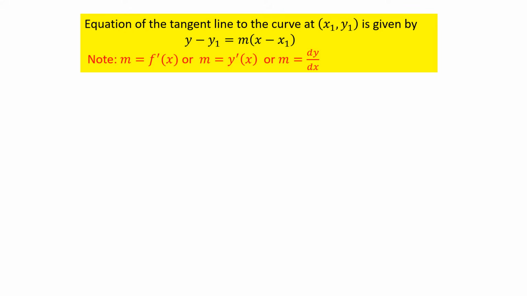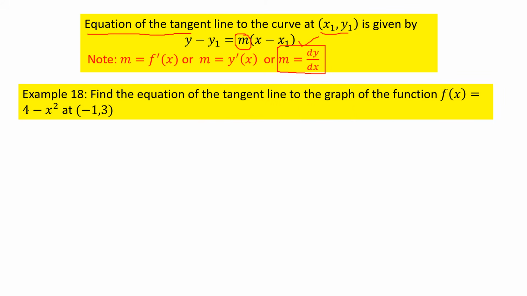We can extend this derivative concept and we will get the equation of the tangent line to the curve at the point x1 comma y1. The formula to calculate equation of the tangent line to the curve is y minus y1 is equal to m multiplied by x minus x1, where this m is nothing but slope of the function. That slope is nothing but derivative of variable y, dy by dx. Let us see this example.